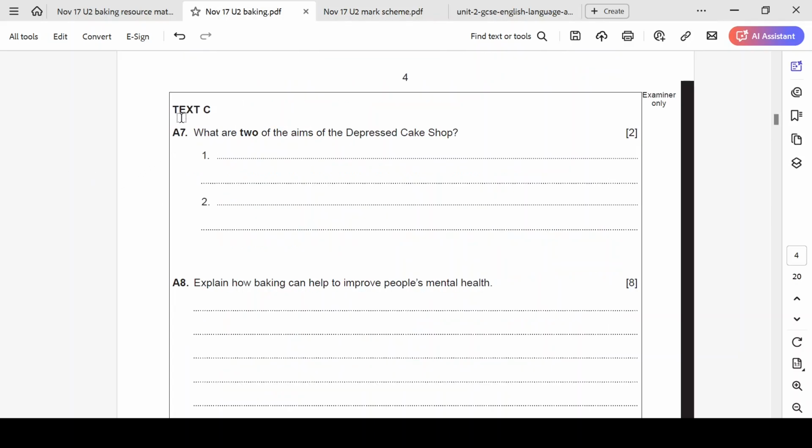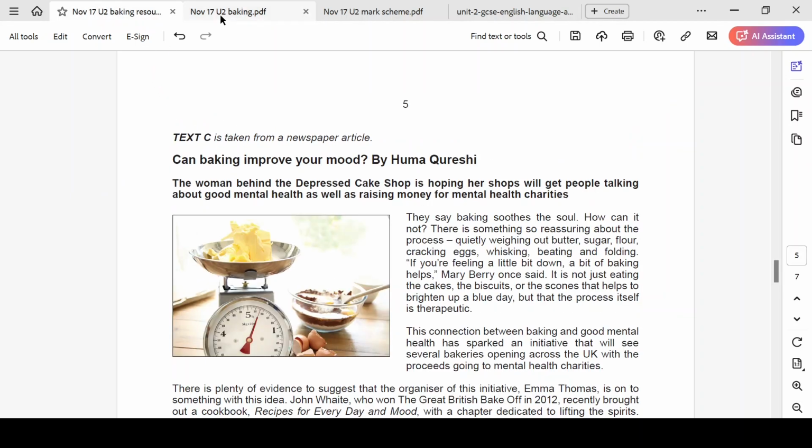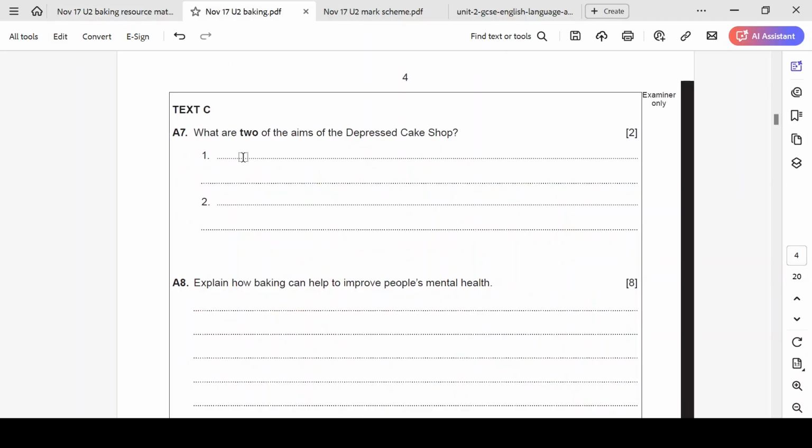So question 7 is the first question on text C. Make sure you're always on the right text. I have known students to answer questions on the wrong text and wonder why they didn't get it right. So what are the two aims of the depressed cake shop, this time worth 2 marks? So if you get one of these right and one wrong, you will get 1 mark. So obviously again, I'd highlight 2, although it's fairly obvious they're after 2 things here. They're after the aims and it's the depressed cake shop.